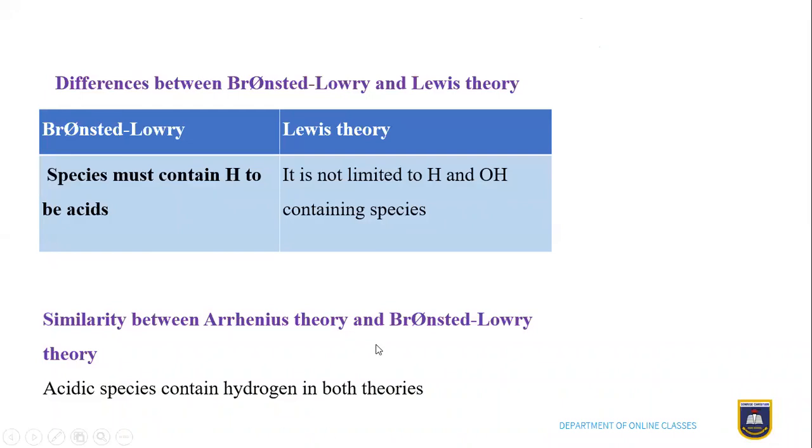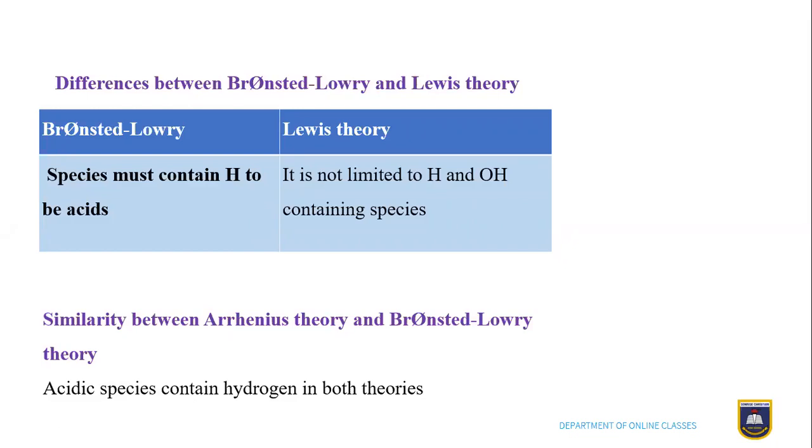Now, similarities between the two theories, Brønsted-Lowry and Arrhenius. Acidic species contain hydrogen in both theories. In both Arrhenius theory and Brønsted-Lowry theory, anything that is an acid contains hydrogen. So that's a similarity between them. You are not an acid if you don't contain hydrogen in either of these two theories. A Brønsted-Lowry acid is a proton donor. Proton is hydrogen. So if you don't contain hydrogen, what are you donating to be called an acid? So it's a similarity for both of them.